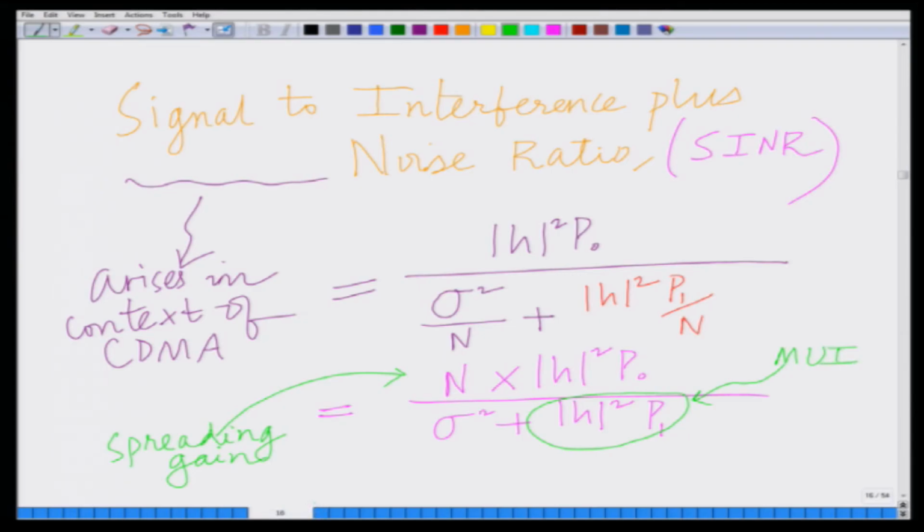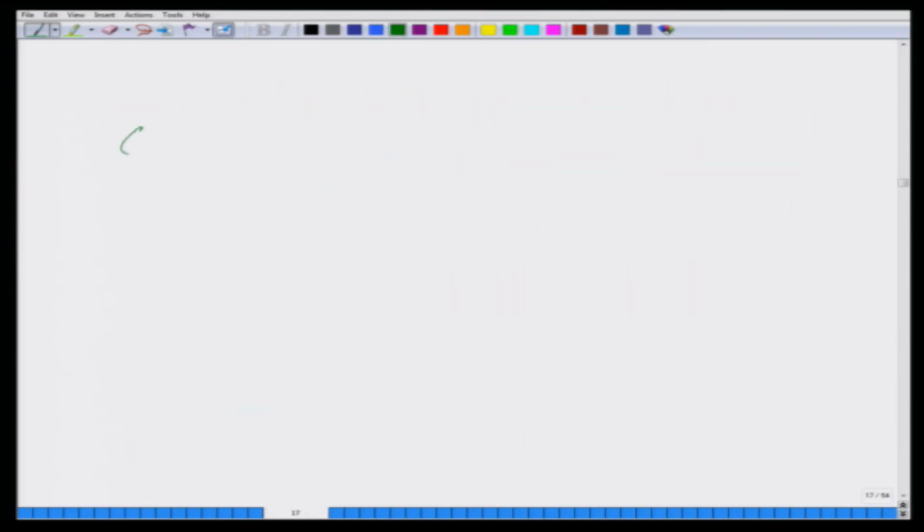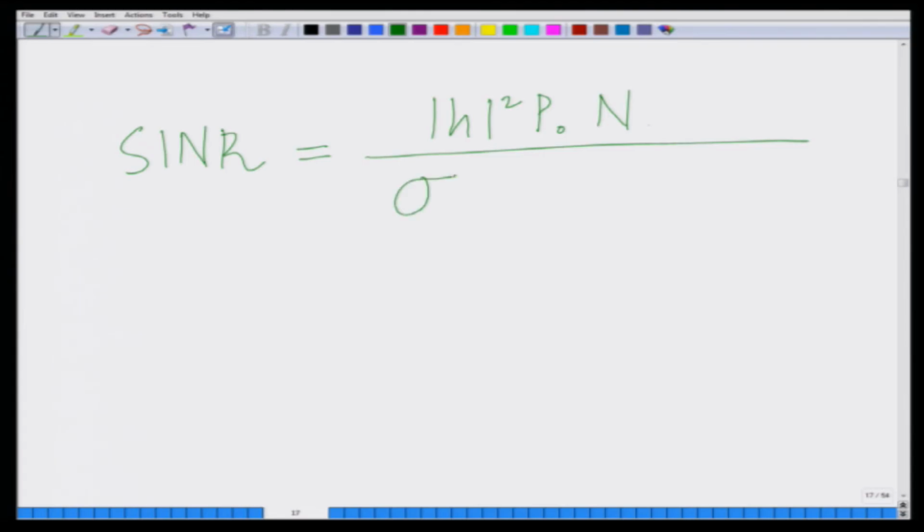Therefore, let me write again the expression for this SINR. The SINR in this CDMA system equals magnitude H square P naught times n, the spreading gain, divided by sigma square plus magnitude H square times P1. So, the SINR of this CDMA system in the presence of multi-user interference is n times magnitude H square times P naught divided by sigma square plus magnitude H square times P1. This can now be easily extended to a scenario with k plus 1 users.